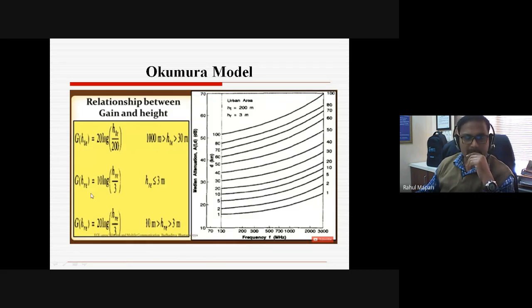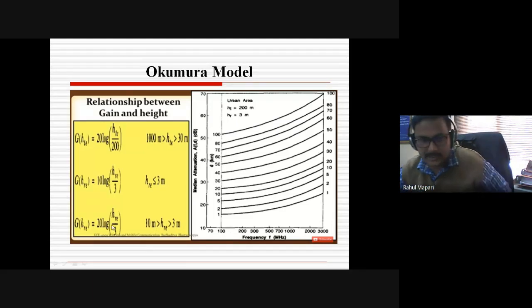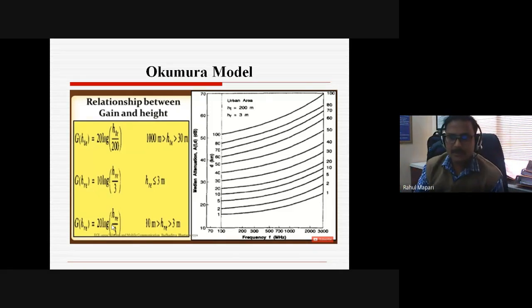Then for receiving antenna gain, two equations are given. One is when the height is less than 3 meter, and the second one is when the height is in between 3 meter to 10 meter. The equations are here. You can write it quickly, or if possible, you can draw this graph also. Once you finish, tell me quickly. I will give 2 minutes only.